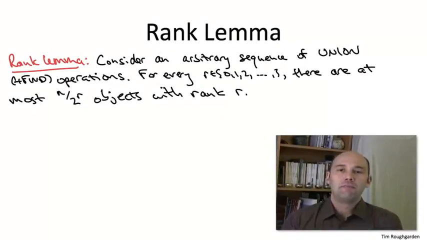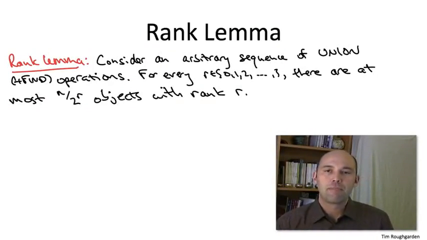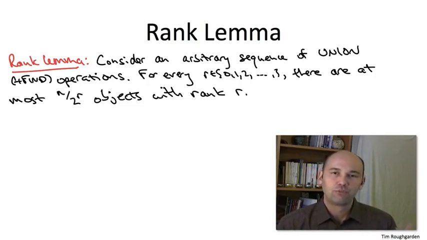So that's it for the immediate properties. Let's go to a property which is a little less immediate. But still, this next lemma, which I'm going to call the rank lemma, it's the best kind of lemma. On the one hand, it's just not that hard to prove. I'll give you a full proof in the following 2 slides. On the other hand, it's really powerful.